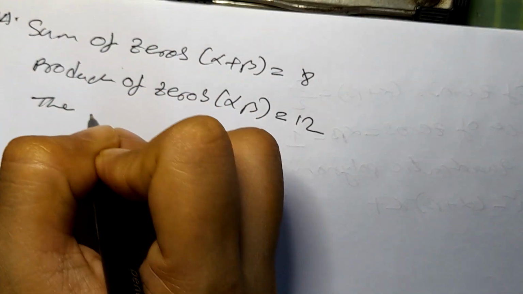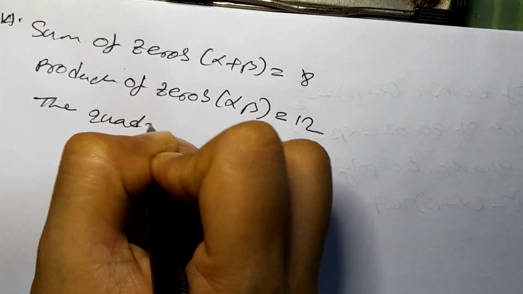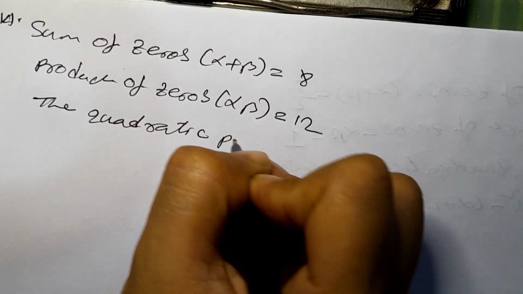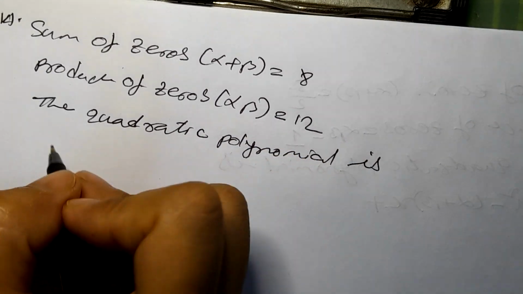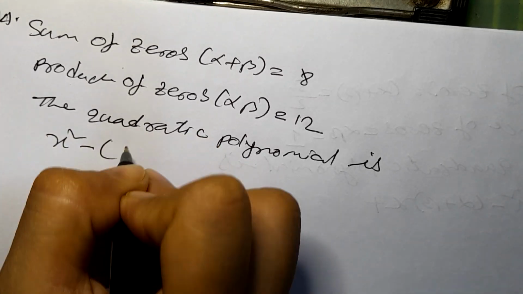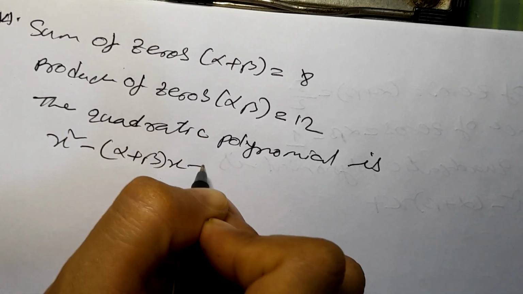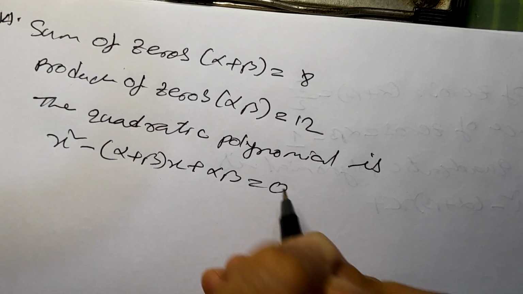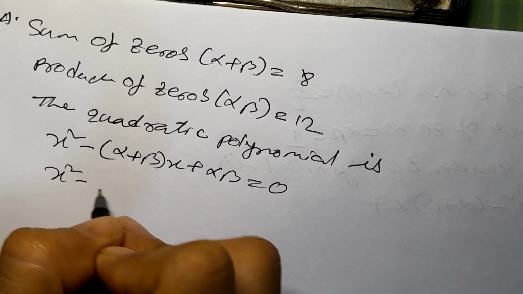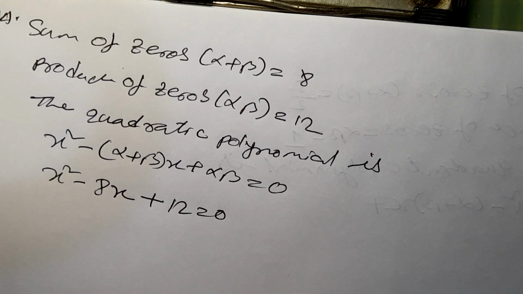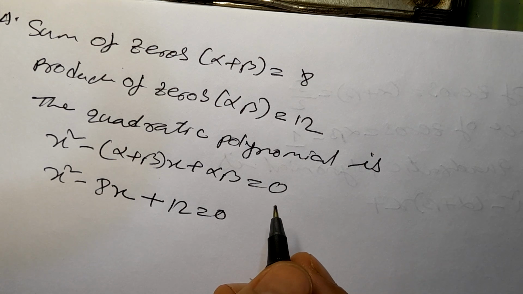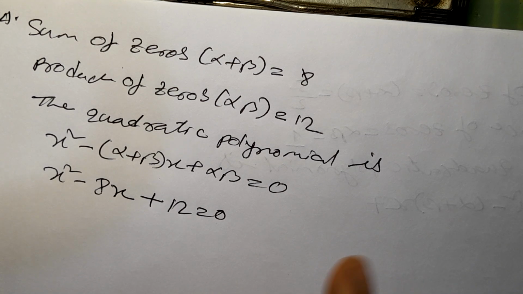So the quadratic polynomial is x square minus sum of zeros, alpha plus beta, x plus product of zeros, alpha beta, is equal to 0. X square minus sum of zeros, we have 8, x is here, plus product of zeros 12. We got the equation. Now we have to find the zeros of the polynomial. In the question, the quadratic polynomial is asked and the zeros of the polynomial.